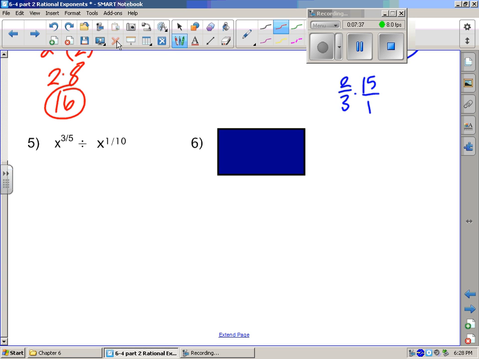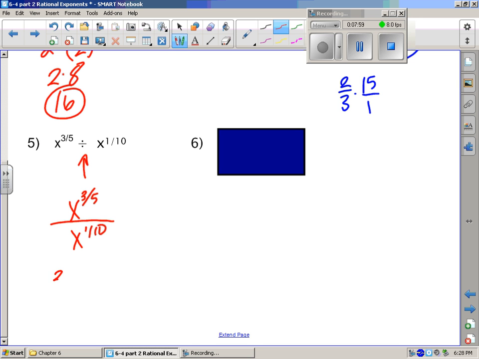I threw this one in here because your book likes to do this every once in a while. Just throw an old school division symbol in there. We haven't seen that in a long time. That's interesting. So I'd probably write it as a fraction instead, x to the 1/10. Now they're both x's, so those are like bases. We can put them together. And what is the rule for dividing like bases? What do you do with the exponents?